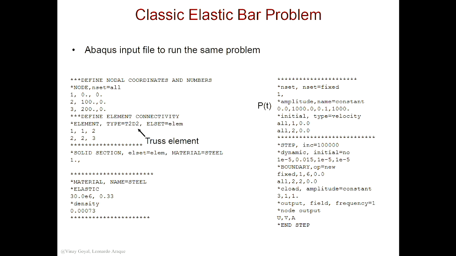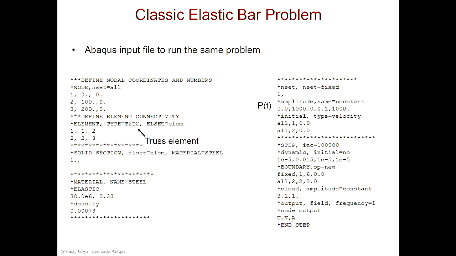Okay. Then I say, hey, initial velocity. The initial velocity is 0, so no velocities. So I should create a set called all, which includes all these nodes. And all these nodes, I'm making them zero velocity. So that's what that means, in degree of freedom 1 and 2, both degrees of freedom.